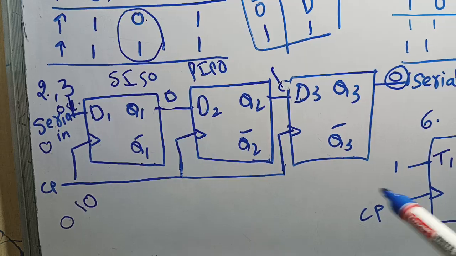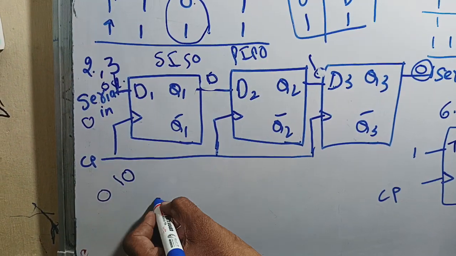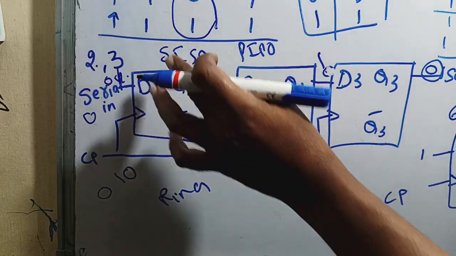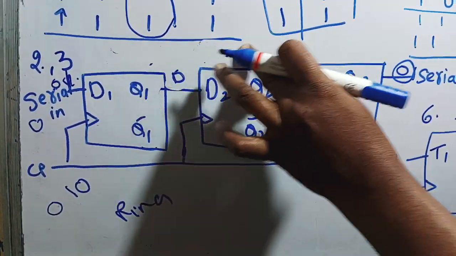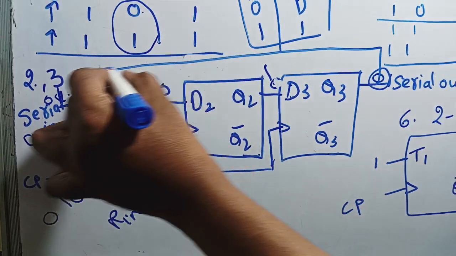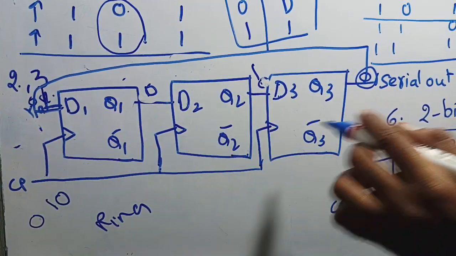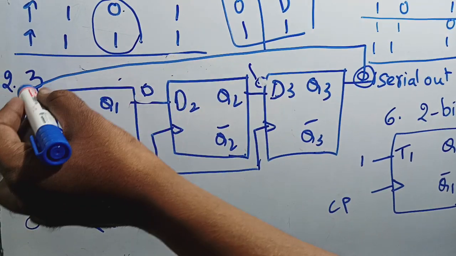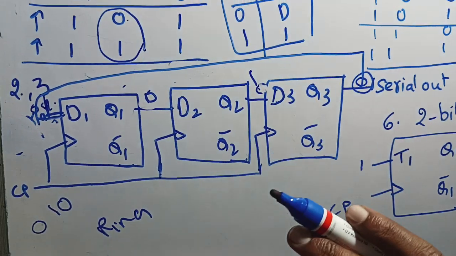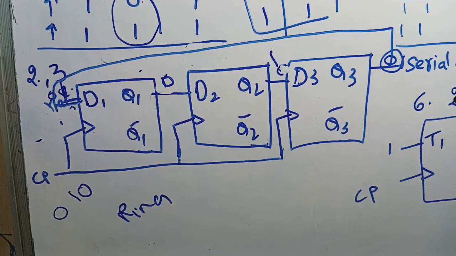Then the third question is the ring counter. The only small change is the output directly connecting as the input of the D flip-flop. The last flip-flop output is connected as the input of the first flip-flop. That is the ring counter. Okay, that is the only change.